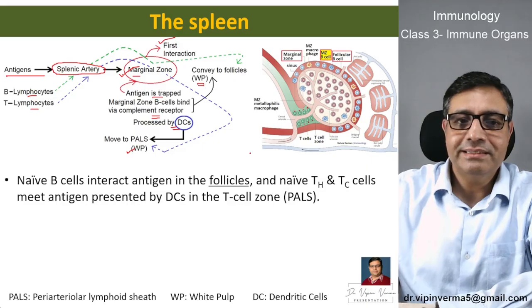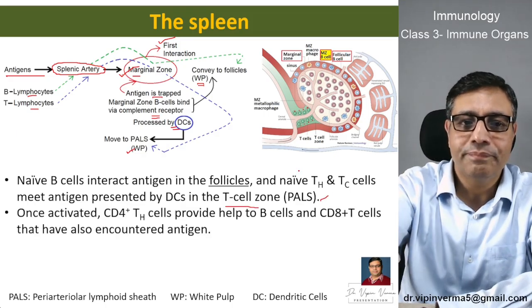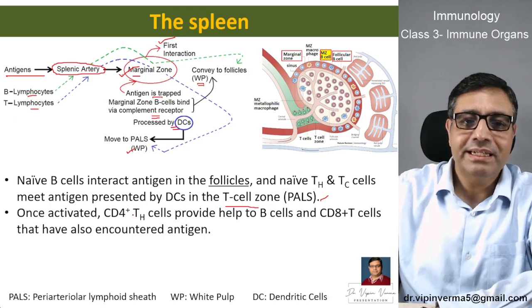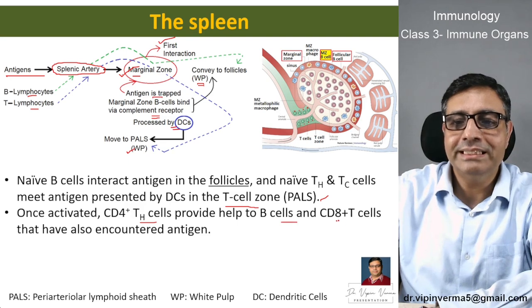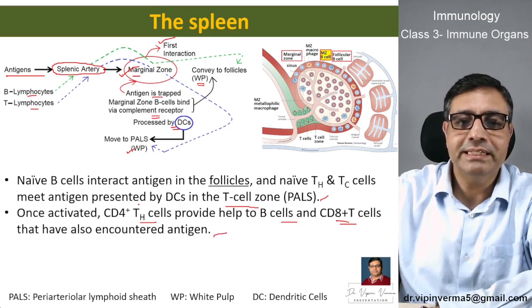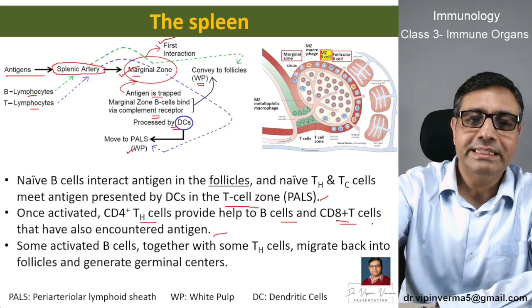So naive B cells, which are unexposed to antigen, interact with antigen in the follicles, and naive T helper and TC cells meet antigen presented by DCs in the T cell zone, which is the PALS, the green zone. Once activated, the CD4 positive T helper cells provide help to B cells and CD8 positive T cells that have also encountered antigen. So the main function of the T helper cell is to give help to both B cells and the CD8 positive T cells.